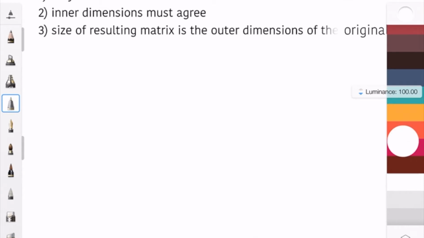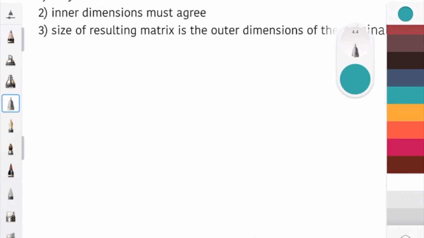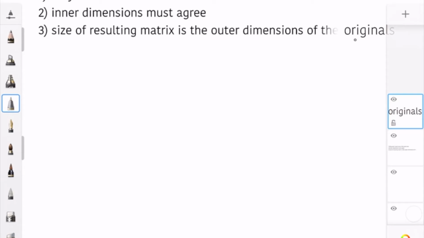There are three main rules of matrix multiplication. The first one is that while you are multiplying two matrices, they don't have to be the same size. The second one is that the inner dimensions of the sizes must agree, and the third one is that the size of the resulting matrix is the outer dimensions of the originals.